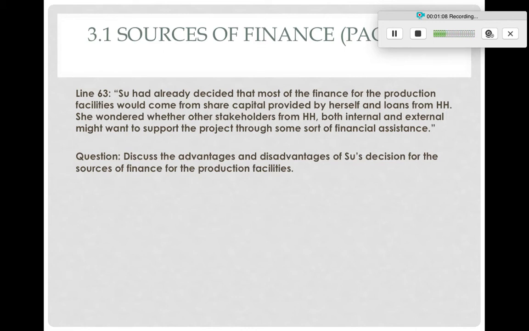So let's start with section 3.1, which is Sources of Finance. And I'm referring to line 63 of the case study, which states Sue has already decided that most of the finance for the production facilities would come from share capital provided by herself and loans from HH. She wondered whether other stakeholders from HH, both internal and external, might want to support the project through some sort of financial assistance. The question is to discuss the advantages and disadvantages of Sue's decision of sources of finance for the production facilities. Pause and have a go, and then have a look at the solution answer.